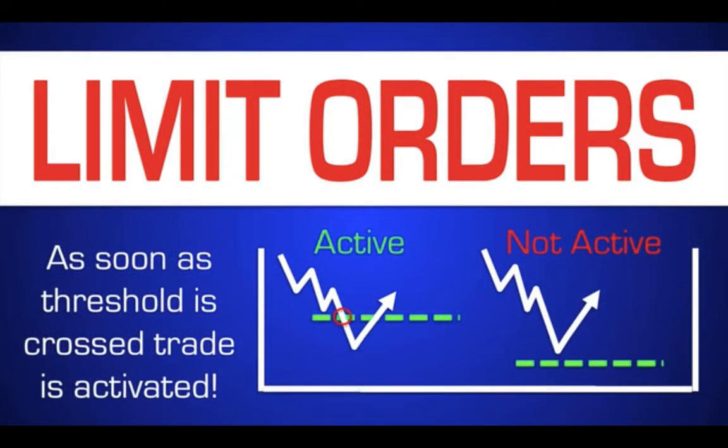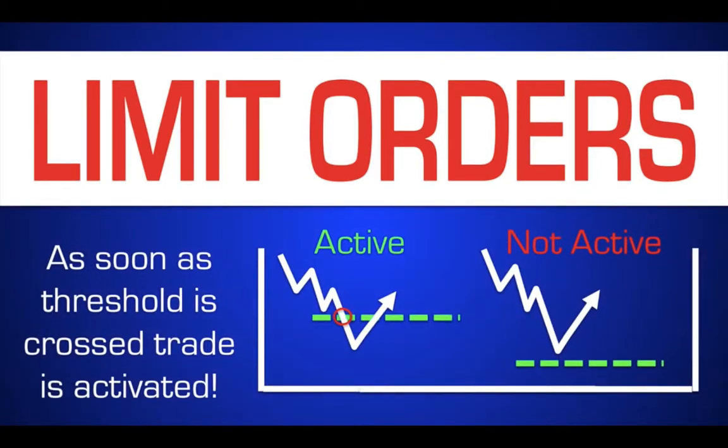Finally, to recap, limit orders. As you know, as soon as the threshold is crossed, trade is activated. Now, that is similar to a stop order. Once the threshold's crossed, the trade is activated. What is different about it? A limit order is you are expecting for price to turn around in a different direction. So, for instance, you're expecting price to go down lower before you buy, or you're expecting price to go up higher before you sell.